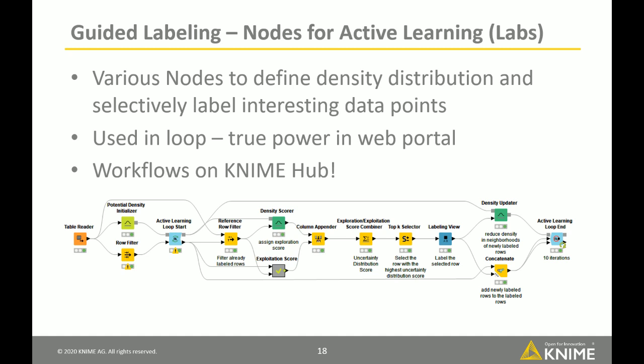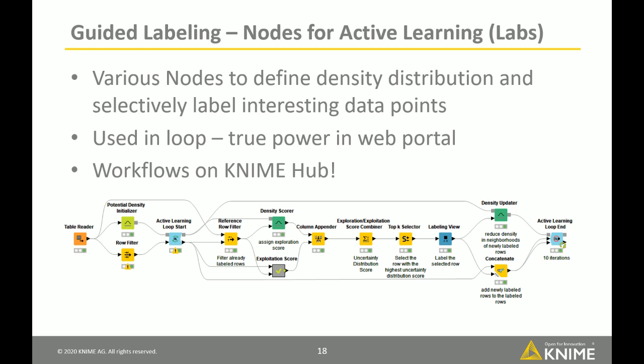Or maybe simpler to understand, something like an image. They're shown an image and they need to identify if it's a dog or a cat or a ball or umbrella or whatever it is. They need to provide a label for the data that's being shown to them. And so we have workflows that will support that and nodes that support it. A bunch of these nodes here, you'll see we're trying to define density distributions and then allow users who are looking at this to selectively label interesting data points in an interactive and iterative way.